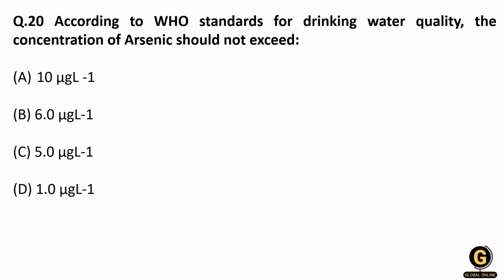According to World Health Organization standard for drinking water quality, the concentration of arsenic should not exceed. So students, arsenic is a poisonous metal, and its concentration should not exceed 10 microgram per liter. Remember, 10 microgram per liter is the standard that WHO has prescribed.